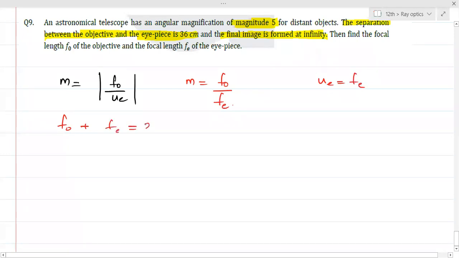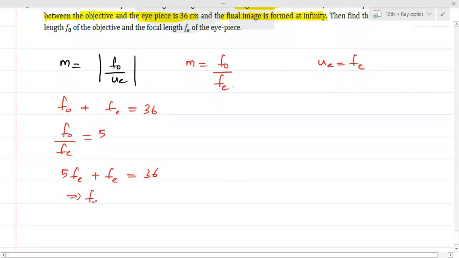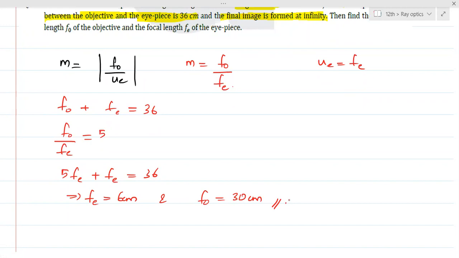So f naught plus Fe is given as 36, right? Whereas f naught upon Fe is given as 5. Well, f naught is equal to 5Fe. If I just substitute them, I'll get Fe is equal to 6 and f naught is equal to 30. Yes, simple, right? You'll have simple direct questions. Okay, if you understand the ray diagram properly, then बाकी कोई दिक्कत नहीं होगा आपको.